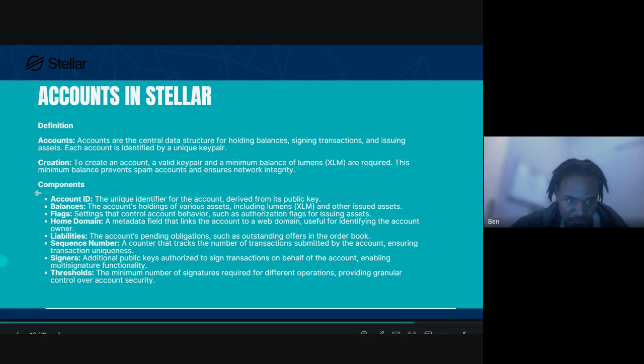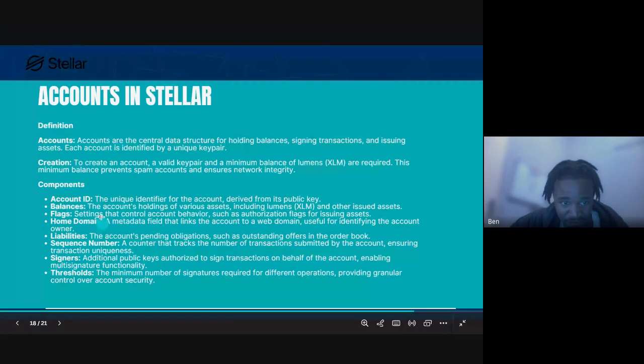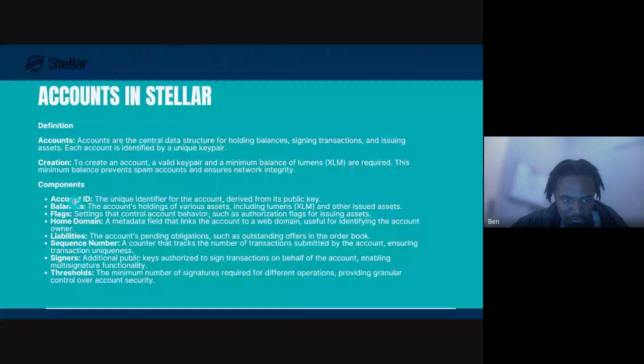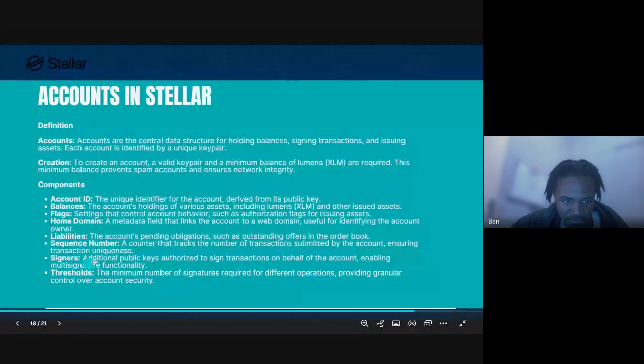So the components are just some extra information for educational purposes. The key components of an account: the account ID, the balances, the flags, home domain, liabilities, sequence number, all that.